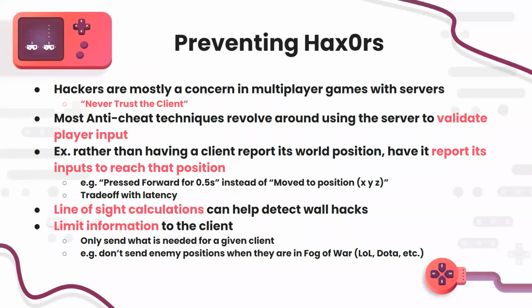Okay, so we talked about how to hack and implement hacks. But from a game design perspective, what are some ways that games prevent hacks? How do anti-cheats work? Hackers are primarily a concern when it comes to multiplayer games with servers where players can get a competitive advantage. Basically, the rule of thumb when it comes to development is never trust the client. Don't trust what they're doing, what they're saying back to you, the information that they're reporting. You're probably going to get abused if you're a game developer. Yeah, but that doesn't always work, right?